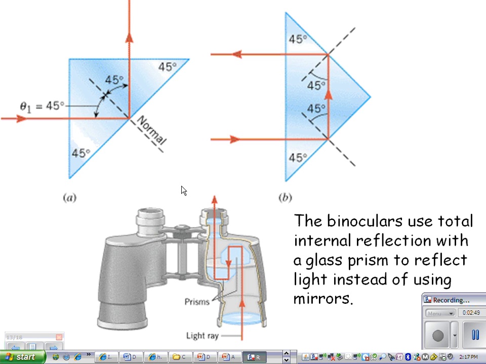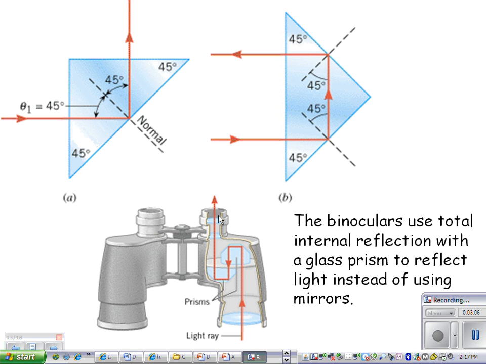Binoculars also use this phenomenon because it's easier to put a prism inside binoculars than to try to place mirrors. So your light comes in and total internal reflection occurs because this 45 degrees is beyond the critical angle. And you can have it work this way, or if you look at this prism over here, the same thing holds true. You can have light come in and then come straight back out.